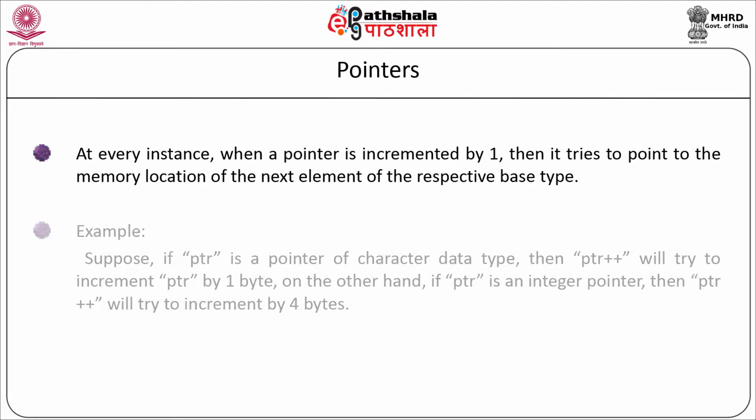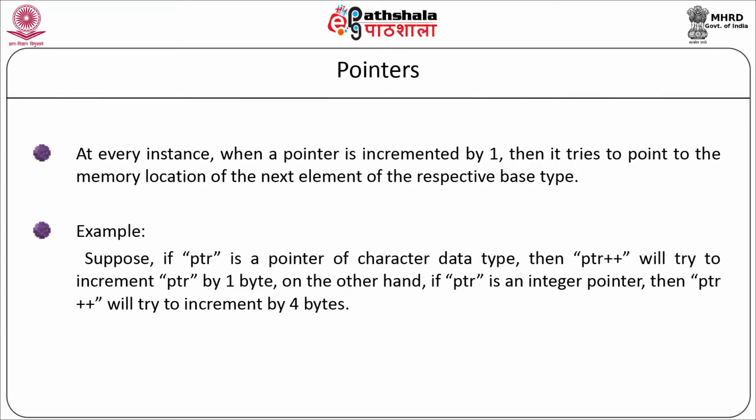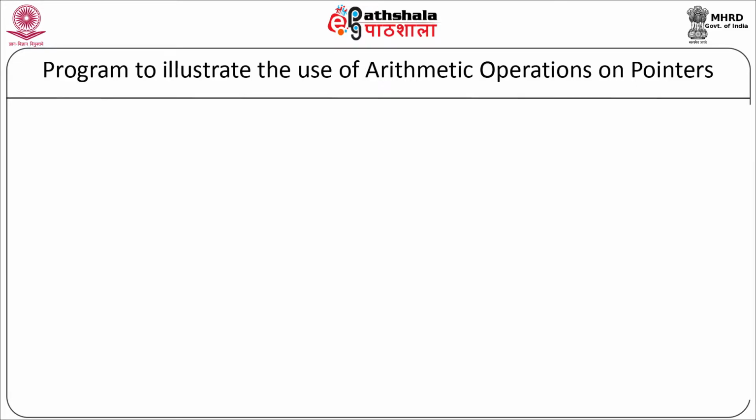For example, if ptr is a pointer of character data type, then ptr++ will increment the pointer by 1 byte. On the other hand, if ptr is an integer pointer, then ptr++ will increment the value by 4 bytes. Now let us see a simple program to see the usage of arithmetic operations on pointers.